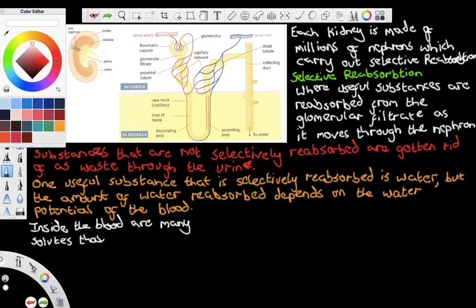It's the worst T ever. Apologies. That change its water potential.